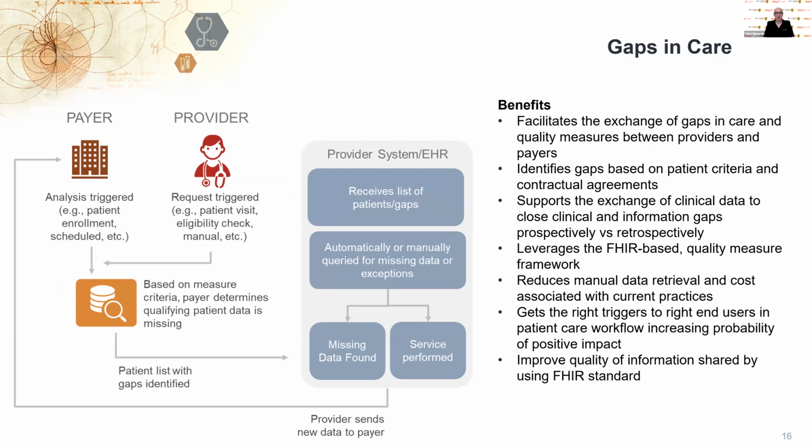And in the gaps in care IG, the provider has a list of patients. It could be that risk-based contract list, or it could be a list that's created ad hoc for them based on their patient population. With that list, they can query the payer FHIR endpoint and ask for all the gaps in care. And what we're defining right now in the work is what is the basic list of information or input parameters that a provider may want to filter on this gaps in care information.